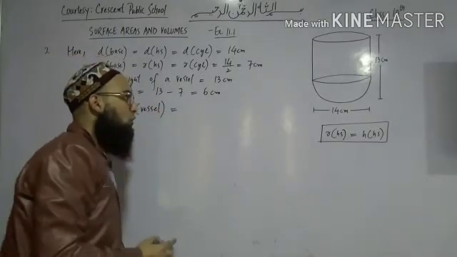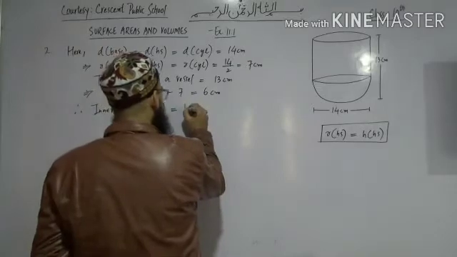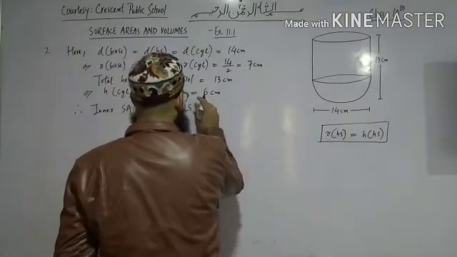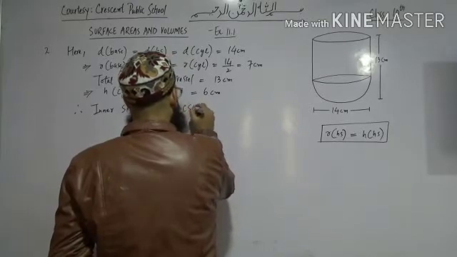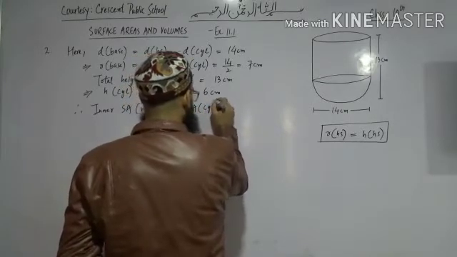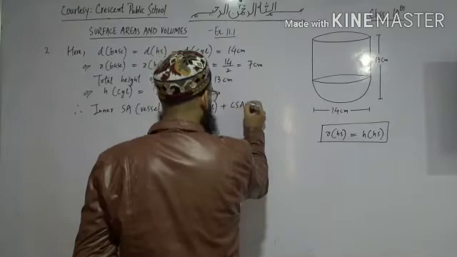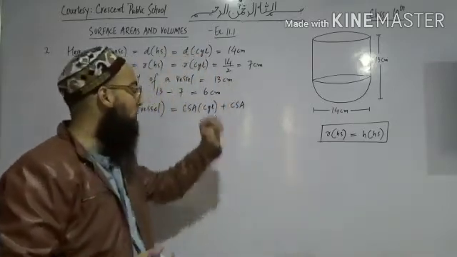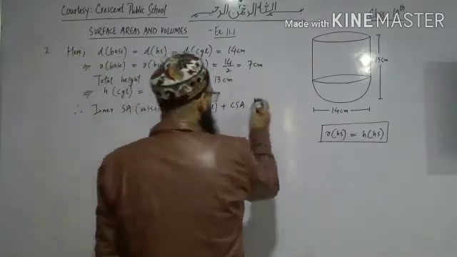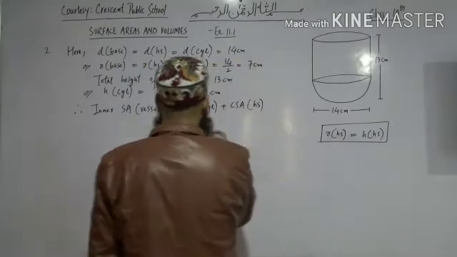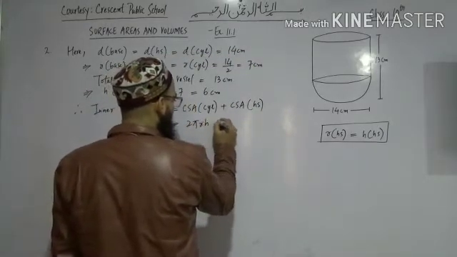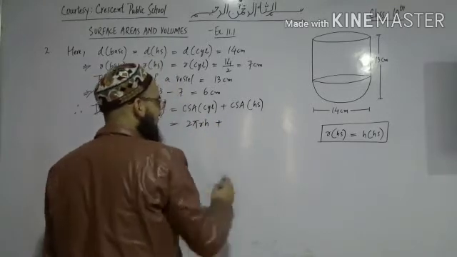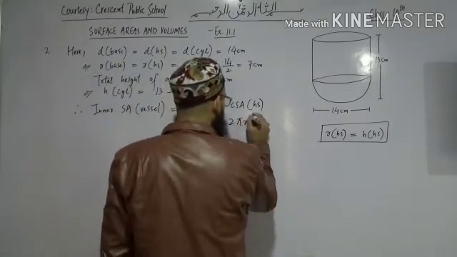Inner surface area of the vessel is equal to the lateral surface area, or curved surface area, of the cylinder plus the curved surface area of the hemisphere, because it's open at the top. Now the curved surface area of the cylinder, you know the formula, it's 2 pi r h, plus the curved surface area of the hemisphere, which is 2 pi r square.